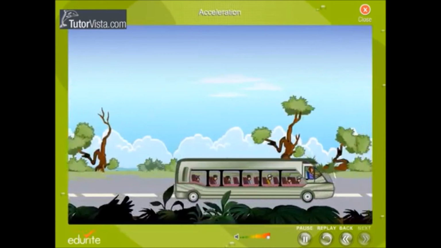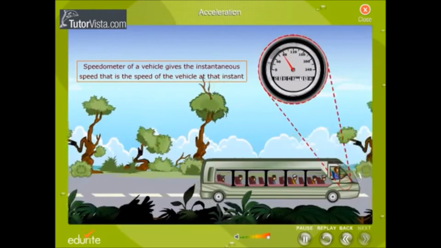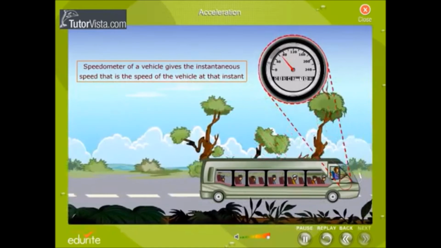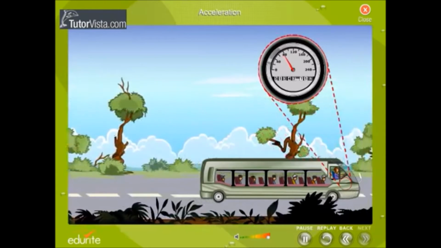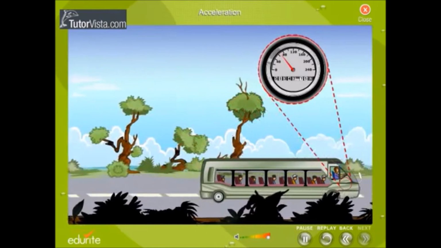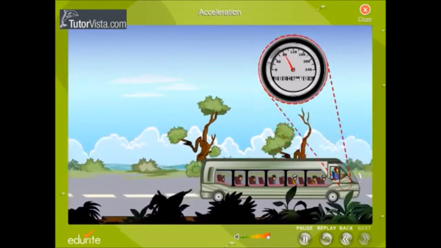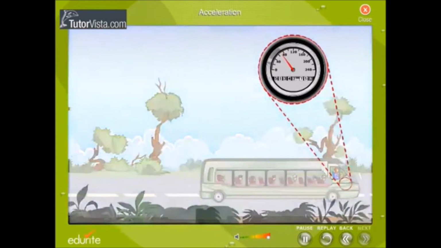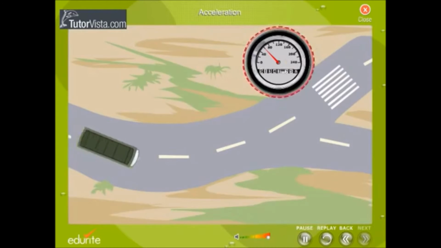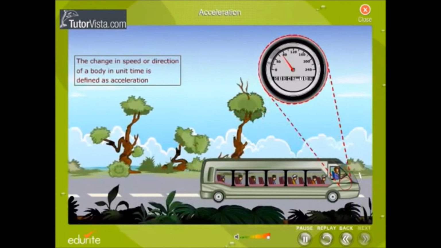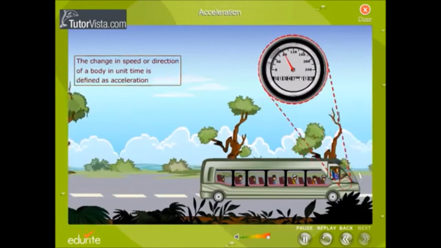I'm sure you know that the speedometer of a vehicle gives the instantaneous speed, that is, the speed of the vehicle at that instant. Observe the movement of the needle of the speedometer as the bus is moving. We observe that the needle is moving, indicating that the speed of the bus is varying. At times, we observe that the speed is constant, but the direction of motion of the bus changes. This change in speed or direction of a body in unit time is defined as acceleration.